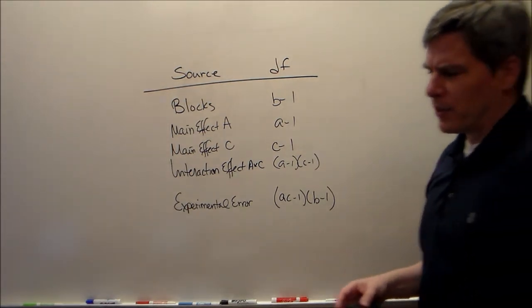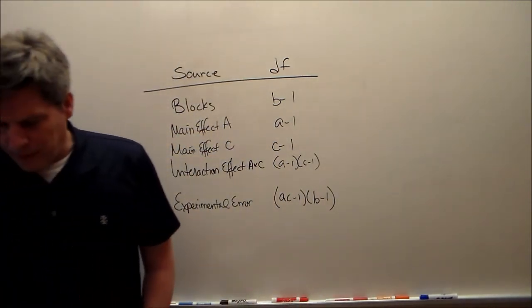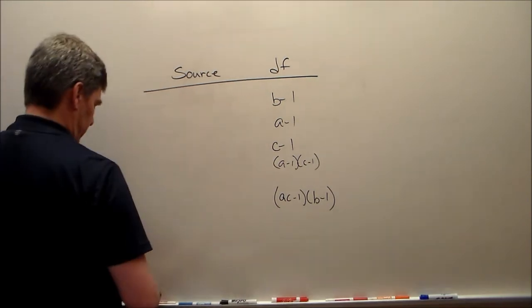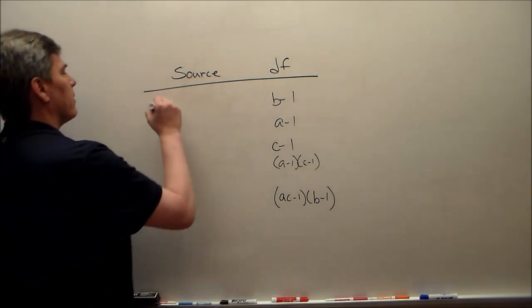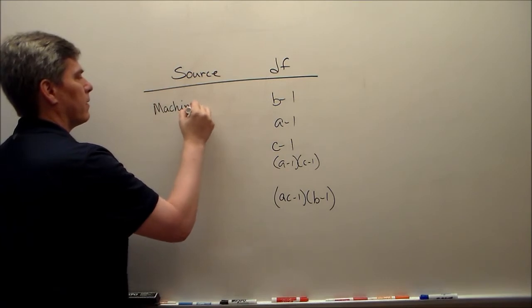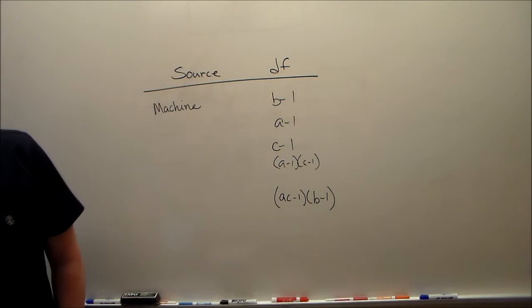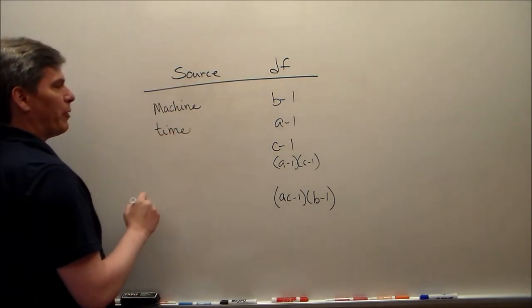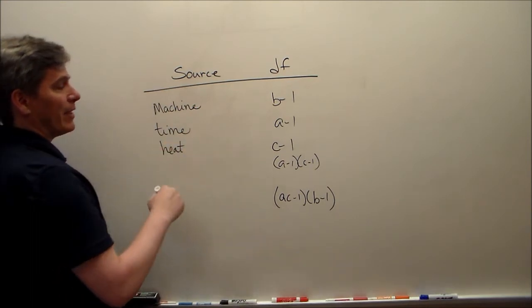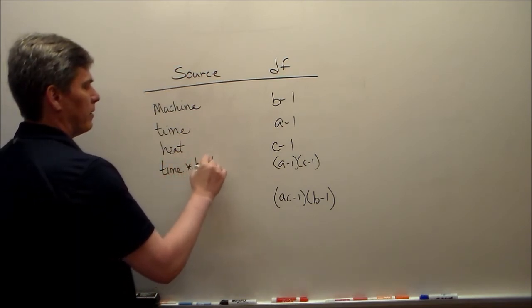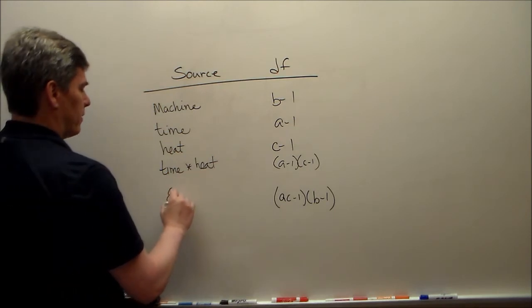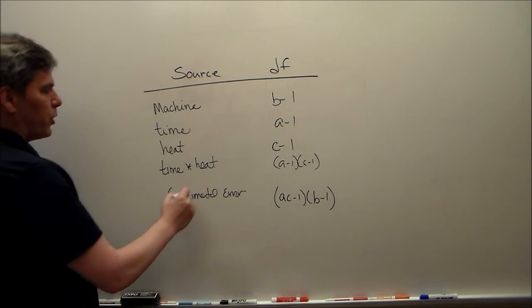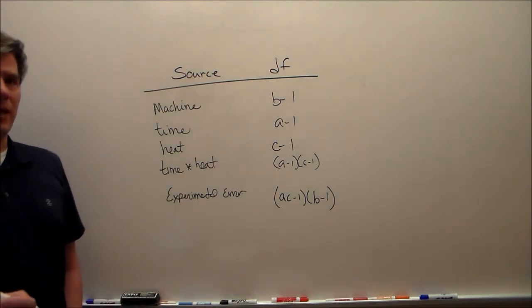So let's do an example here. Let's go ahead and look at the example from the book. This is example 9.6, I guess example 9.6 revisited. It's on page 541. So the blocking was the machine. Treatment A was time. Treatment C was heat. The interaction of time by heat, and then the experimental error. The book changes notation here, going from calling it the experimental error to the sampling error.